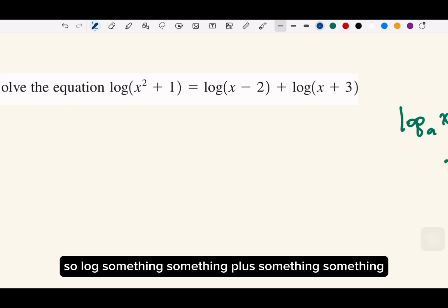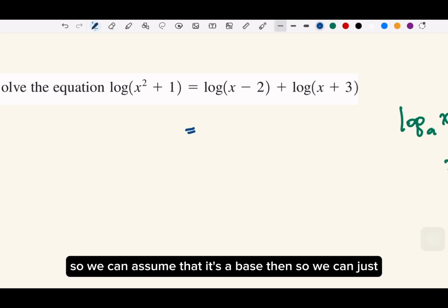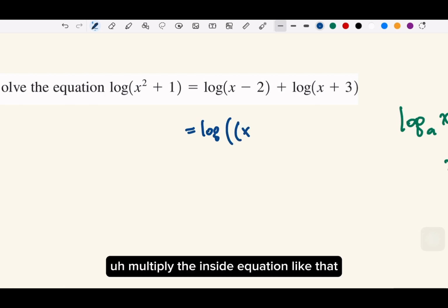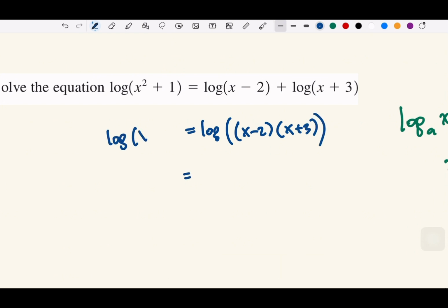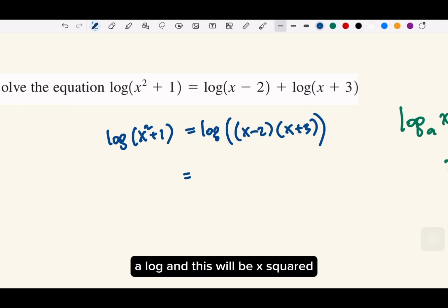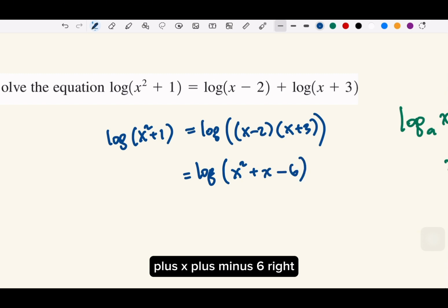Okay, so here first thing is the right side of the equation has a plus, so log something plus log something. So we can combine this, right? All the logs are on base 10. It's not having any number there, so we can assume that it's base 10. So we can just multiply the inside terms like that. So basically this is a log, and this will be x squared plus x plus -6, right?